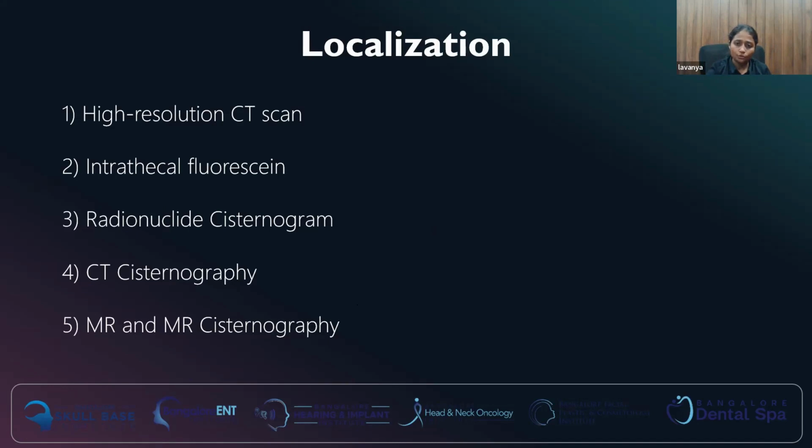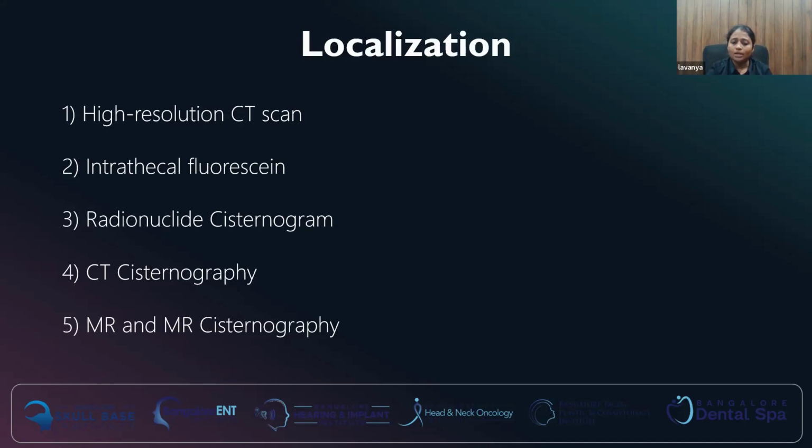Not all patients would agree to an invasive procedure, especially for a diagnostic purpose, and intrathecal fluorescein is known to cause complications. Patients can have allergic reactions, and patients can have seizures with intrathecal fluorescein. So strict monitoring and a pre-anesthetic evaluation are necessary before we go for intrathecal fluorescein injection for CT cisternography or MR cisternography.